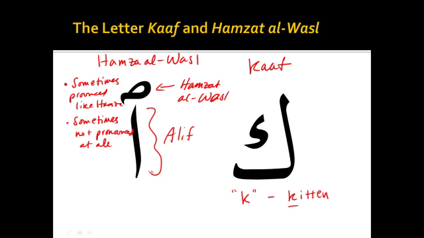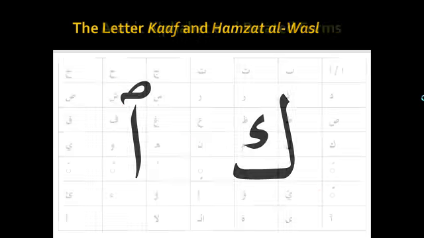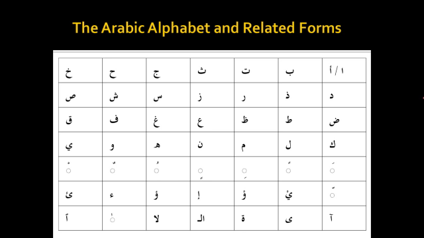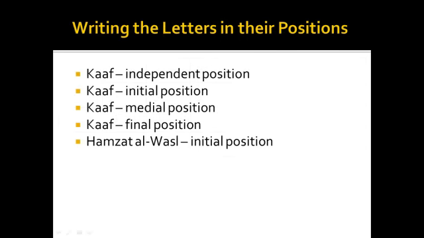Now let's look at our alphabet. So at this point we have reached Kaaf and the Hamzat al-Wasl. Now let's look at the Kaaf and the Hamzat al-Wasl in their different positions. And remember, we have four positions for the Arabic letters. And the independent position for the Kaaf looks like this. And it actually has a little Hamza there, but the Hamza is not pronounced. It's not a Hamza. It's just written.